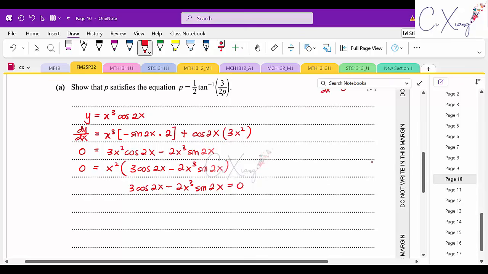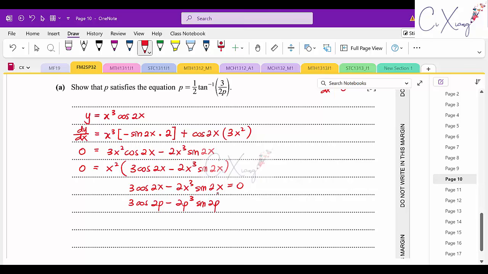Now, because I already know that the x coordinate for the maximum point is p, if you want to substitute all the x by using p at this stage, also can. So up to you. For me, I'm changing it. So I'm having 3 cos 2p minus 2p cubed sine 2p equals 0. Then how can I get this particular equation here? You have to rearrange your solution so that eventually you get this equation.